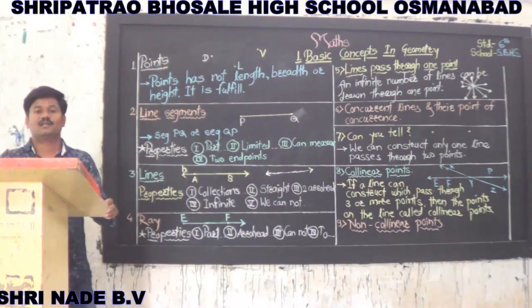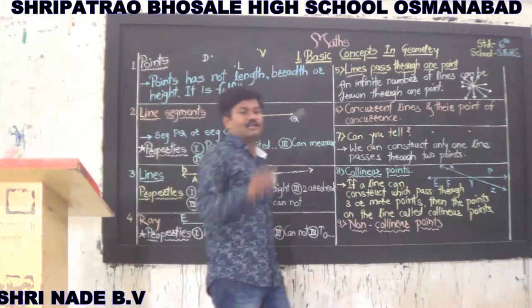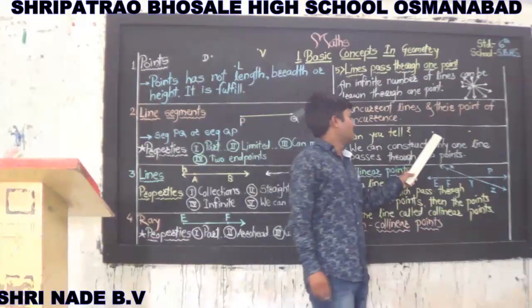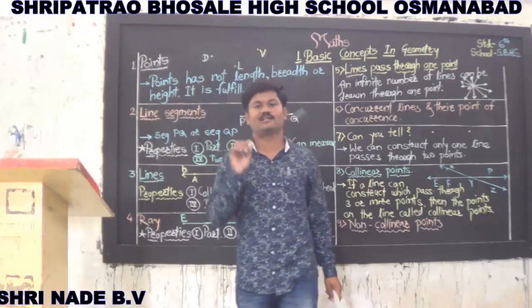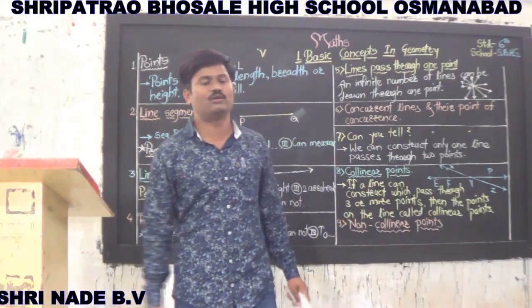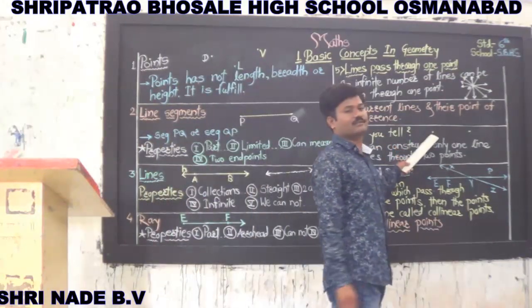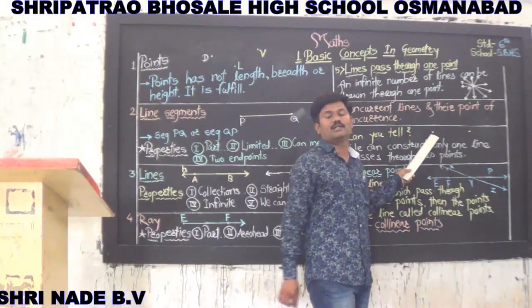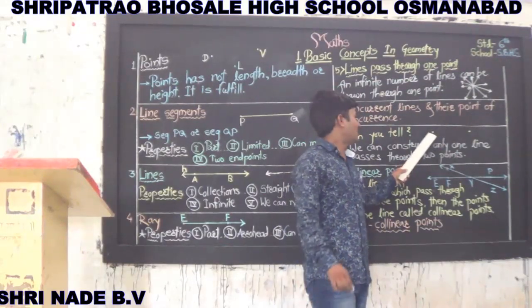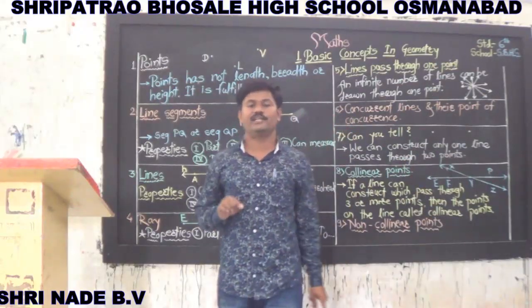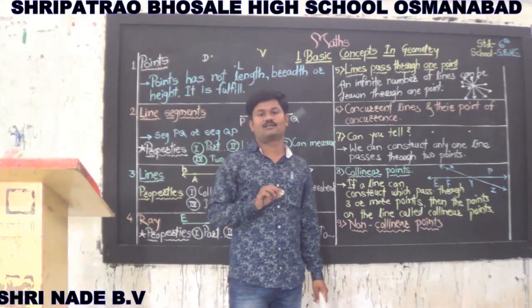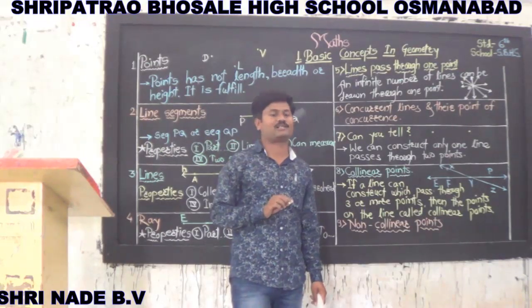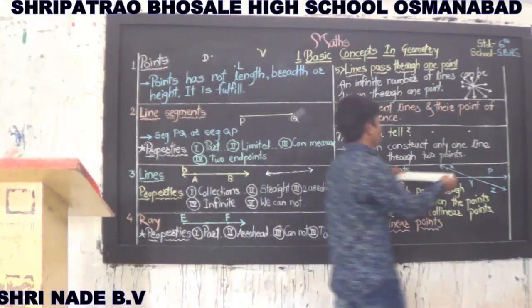Now looking at another piece of information. Can you tell me, for any 2 points, how many lines we can construct which pass through them? If you try, you can construct only one line which passes through any 2 points.